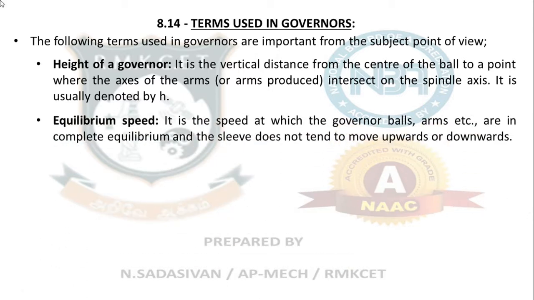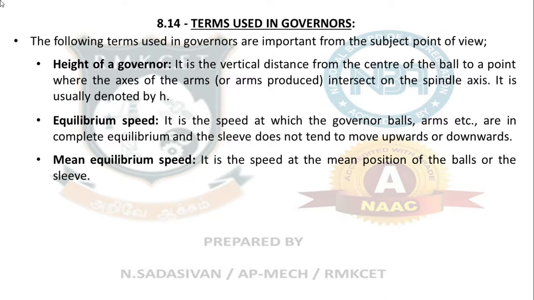Equilibrium speed. It's the speed at which the governor balls, arms, etc. are in complete equilibrium and the sleeve does not tend to move upward or downward. It's very logical. When there is some change in equilibrium conditions, it takes a few seconds for the governor to stabilize and maintain the equilibrium speed. So that is your equilibrium speed.